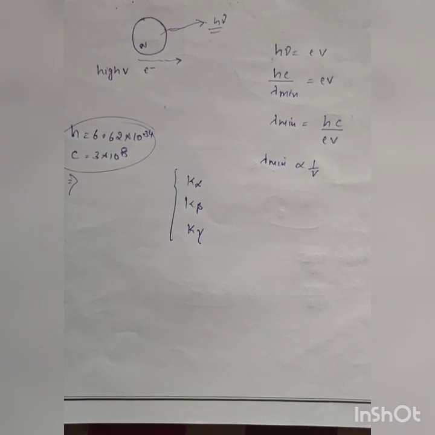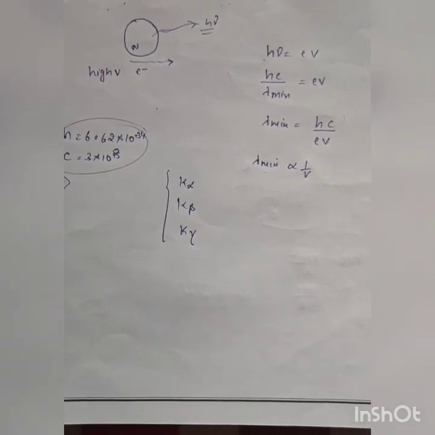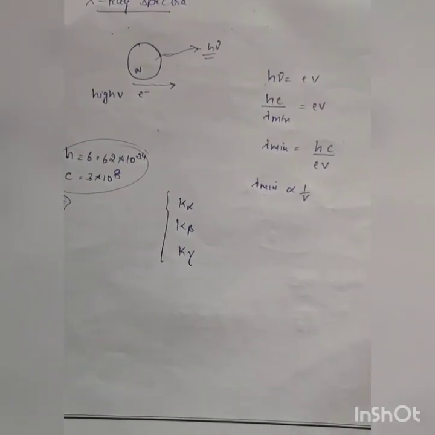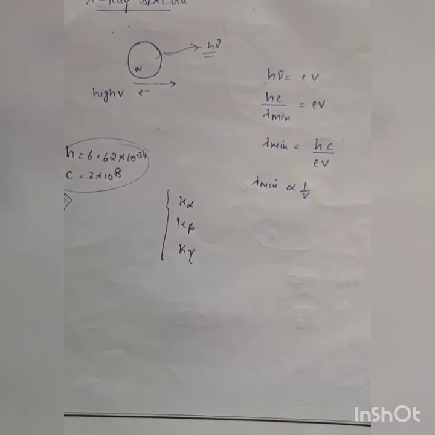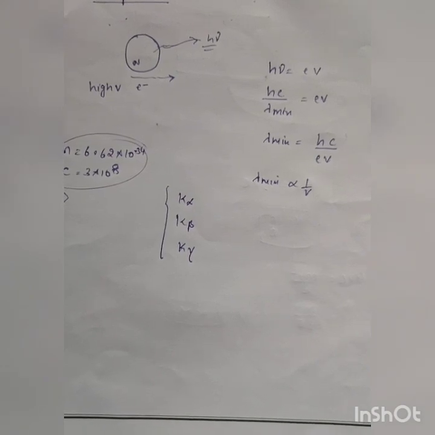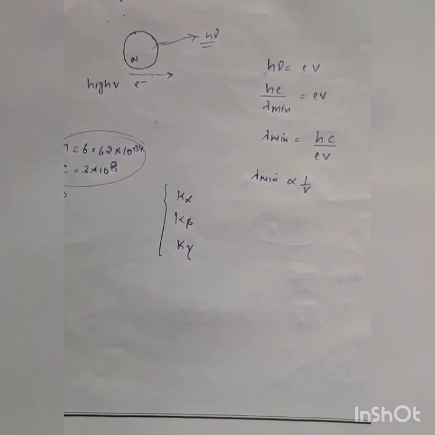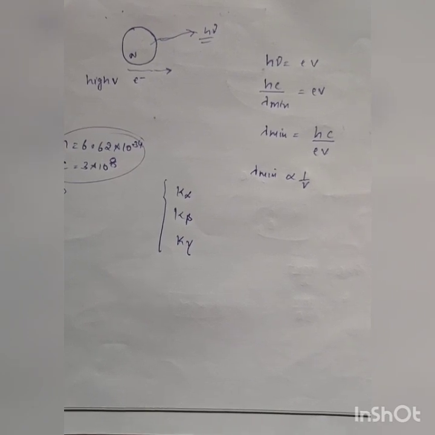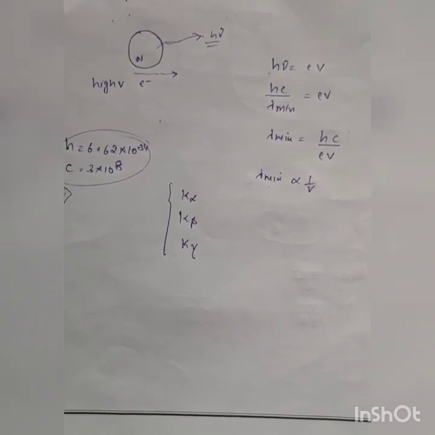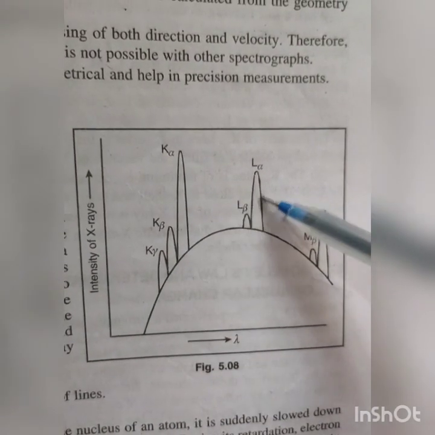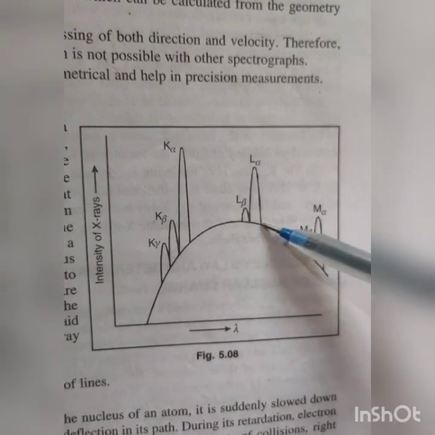If the X-ray emitted by the target is examined using a Bragg spectrometer, it is found that X-rays of all wavelengths starting from a minimum wavelength, lambda minimum, are produced. In other words, the spectrum of the X-ray obtained from a target is a continuous spectrum. Like this, this was the continuous spectrum measured from the Bragg spectrometer.